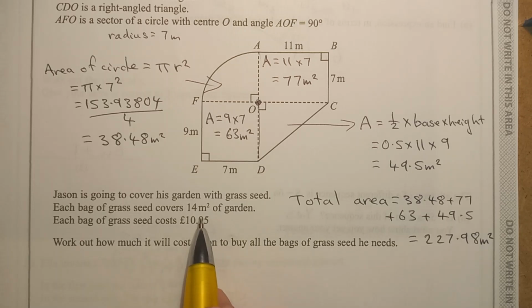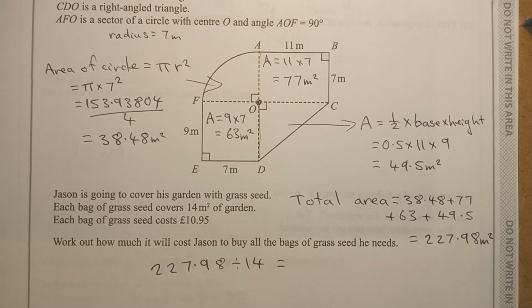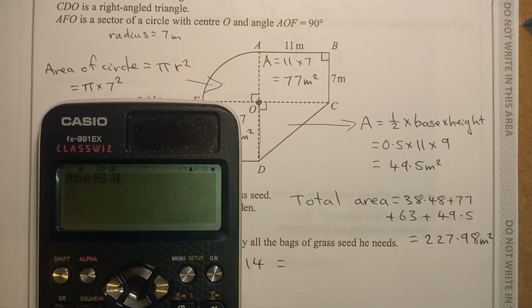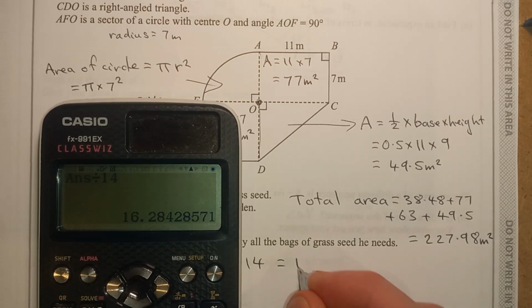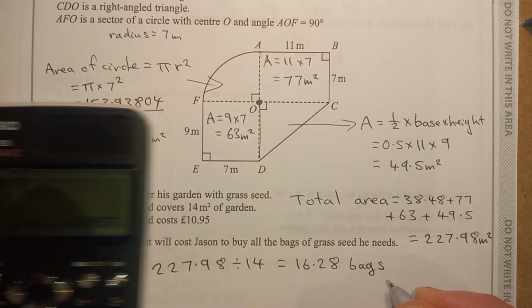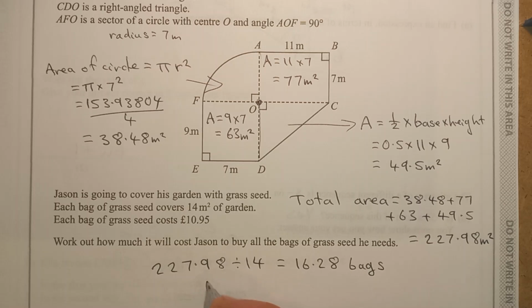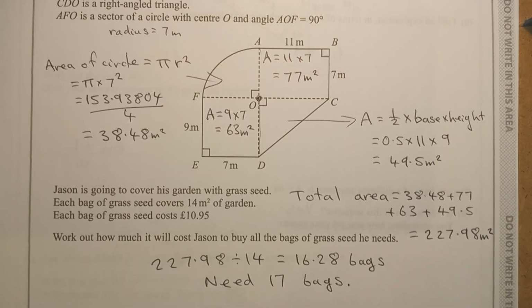Each bag of grass seed covers 14 meters squared, so we want to divide 227.98 by 14. And we get 16.28 bags needed. But of course we can't buy 0.28 of a bag, so we're going to need 17 bags, and we'll have a bit left over.